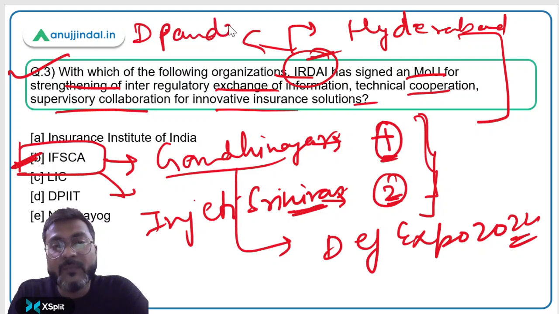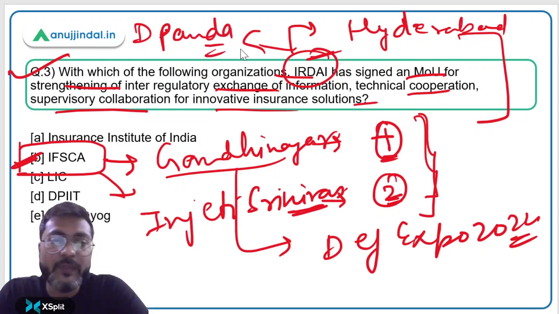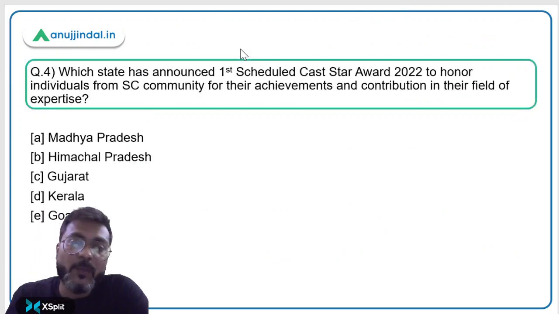Devashish Panda is the chairperson of IRDAI. So option B is the correct answer. And now let's talk about question number 4.